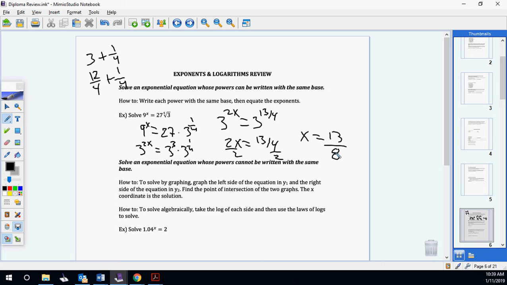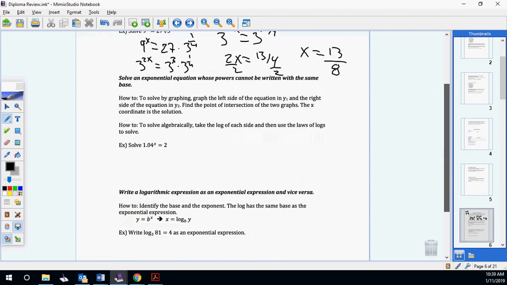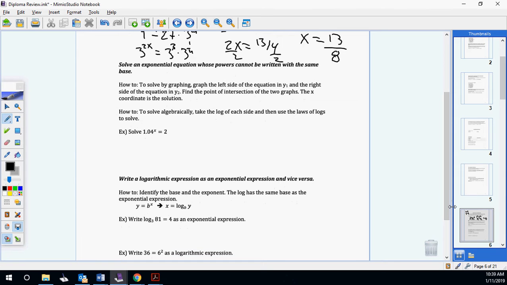Okay. Next piece, solve an exponential equation whose powers cannot be written with the same base. This one you can't do the same base. This is where you're going to want to use your logs. Okay, that's the indicator, because remember, logs help get rid of that stuff for us. So how to solve by graphing. You can put in y1, 1.04 to the x, and y2, you can put 2 and look for the intersect. Okay, but we also can do it by logs as well. So we'll do the logs because I think the calculator way you probably should be fine with.